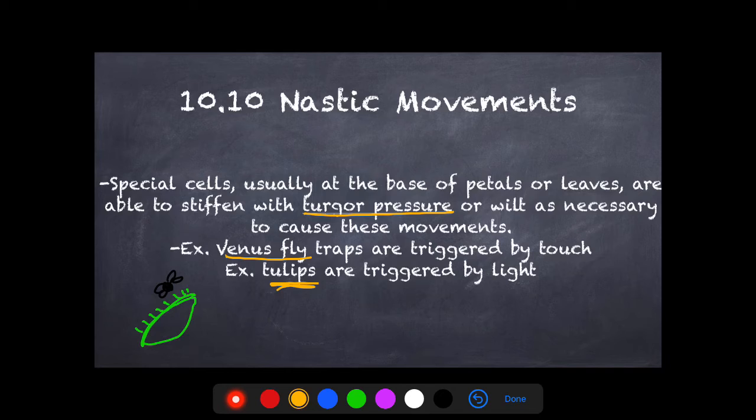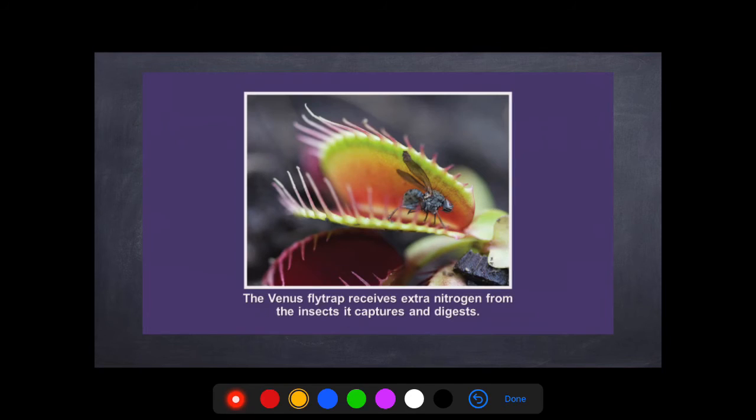The same thing with tulips. Tulips have nastic movements because when they have lots of sunlight, they will open up because of the turgor pressure in the petals, and when there isn't enough sunlight, they will actually close up when it gets darker, and that's because of the way that the turgor pressure moves as well.